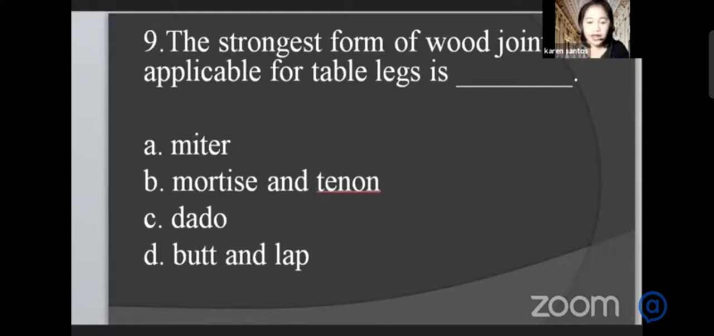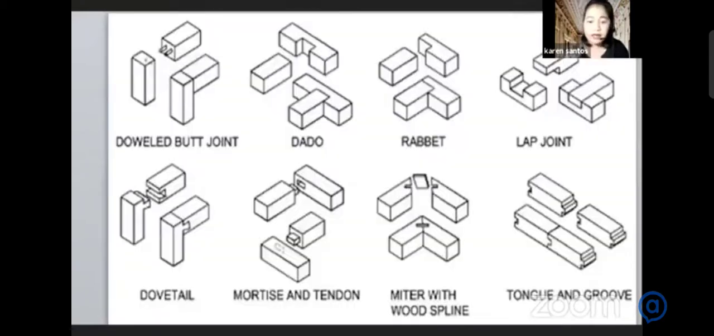Okay, so the correct answer, the strongest form of wood joint applicable for table legs, is mortise and tenon. So letter B. Again, this is the picture of different kinds of wood joints. When we talk about table legs, the applicable one is the mortise and tenon, this one.